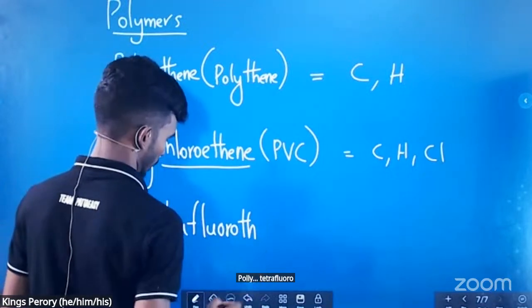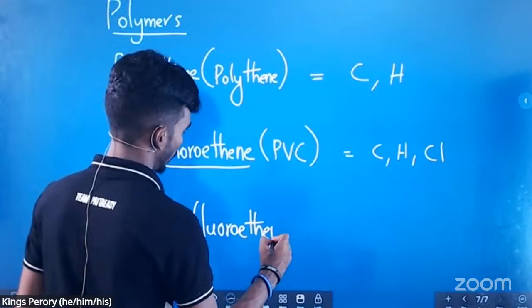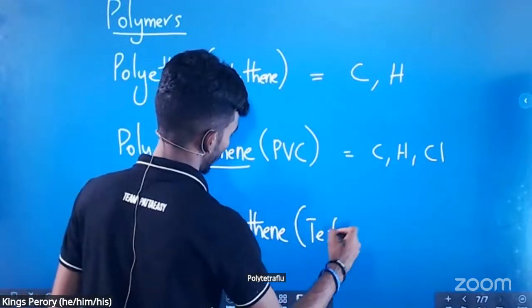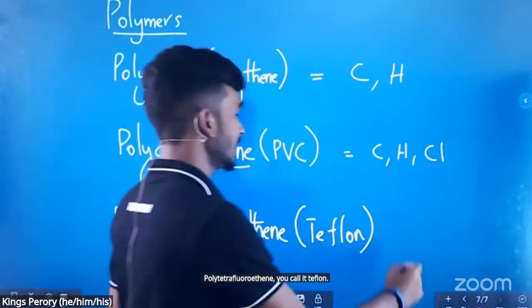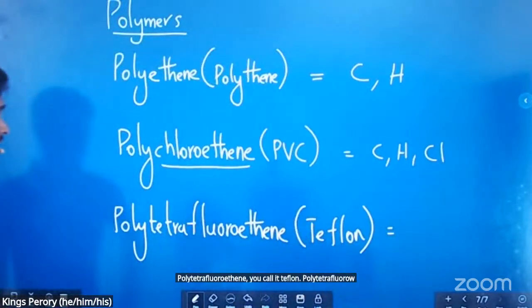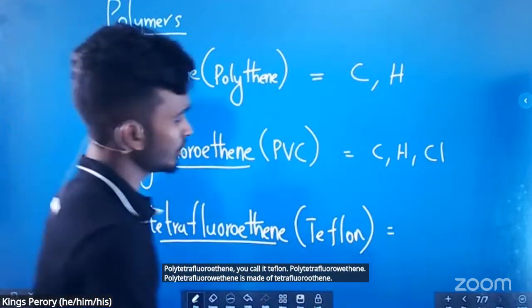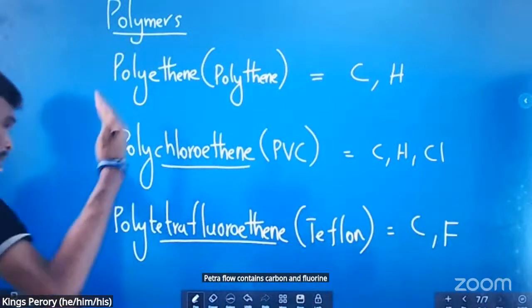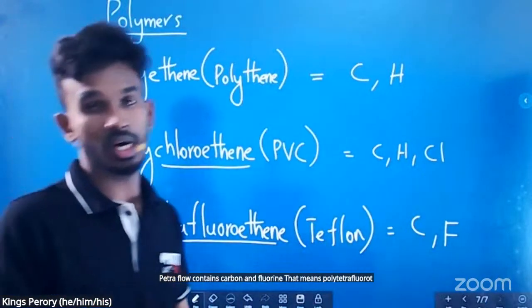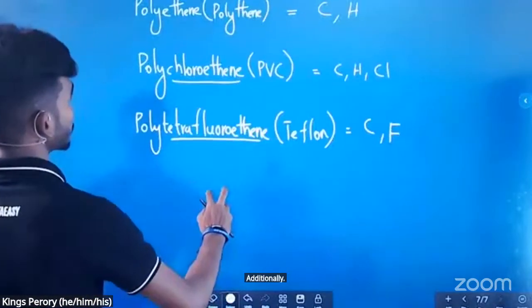Polytetrafluoroethene, you call it Teflon. Polytetrafluoroethene is made of tetrafluoroethene. Tetrafluoroethene contains carbon and fluorine. That means polytetrafluoroethene also contains carbon and fluorine. Additionally, 2 more points.